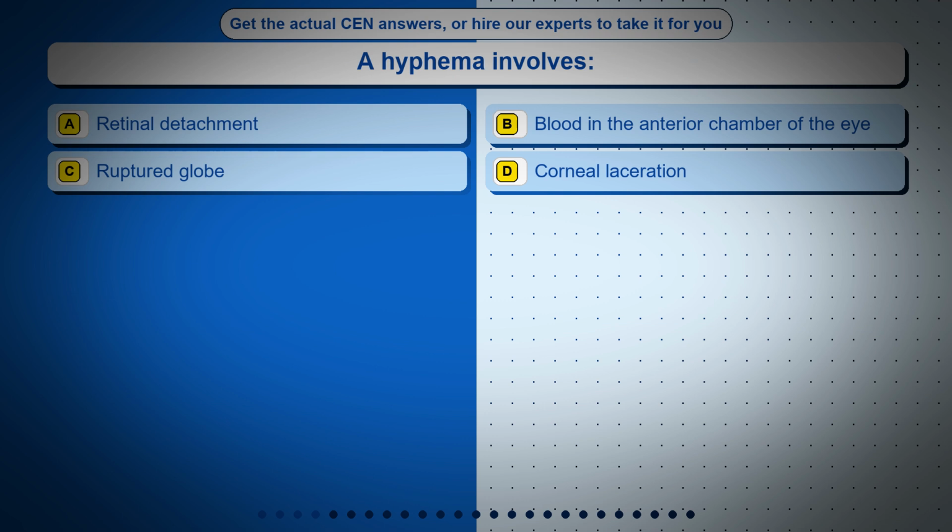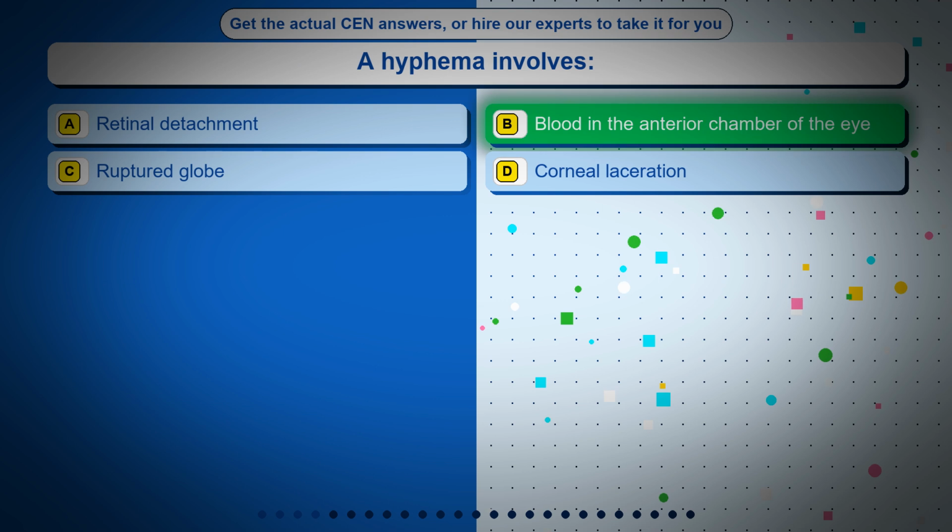Question 4. A hyphema involves Option A. Retinal detachment. Option B. Blood in the anterior chamber of the eye. Option C. Ruptured globe. Option D. Corneal laceration. The correct answer is Option B.